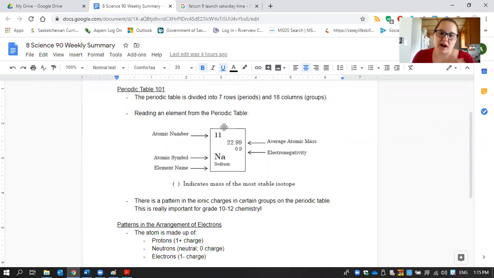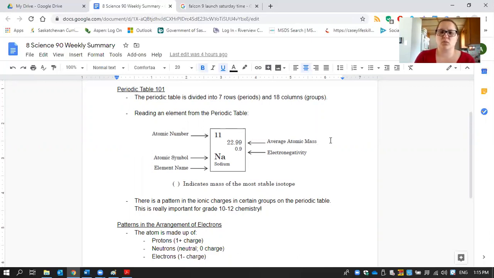On our periodic table, you're going to look at this number up top, which is the atomic number. This is also equal to the number of protons inside that element. So the number of protons is the exact same for all of that type of atom. All sodium atoms will have 11 protons in their nucleus.